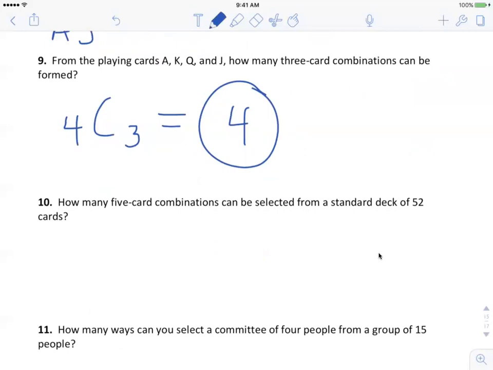Number 10, how many 5-card combinations can be selected from a standard 52-card deck? Oof, I don't want to list those, that's for sure. There's lots. This is a poker example. There's 52 cards in a deck. Poker is usually a 5-card hand. So how many possible poker hands are there, basically? I'm choosing from 52, 5 cards at a time. Order does not matter. It's just a group of 5 cards in any order that I want to arrange them. So 52 choose 5. Okay, 2,598,960.